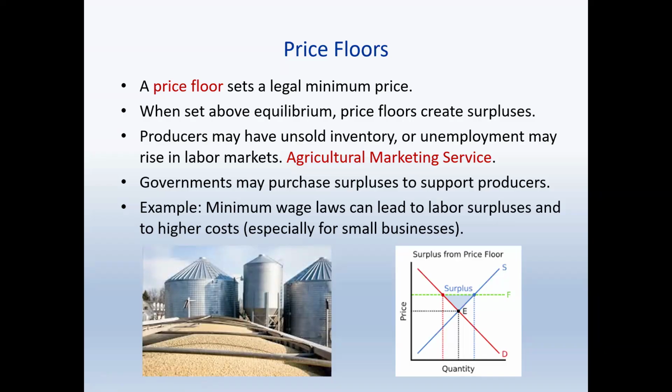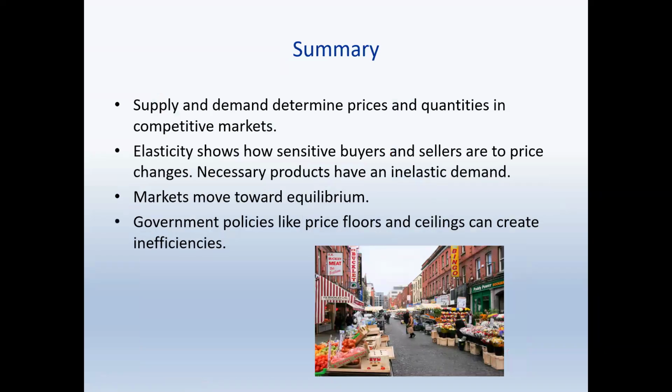So to summarize what we learned today, supply and demand determine the prices and quantity in competitive markets. Elasticity shows how sensitive buyers and sellers are to price changes. Necessary products tend to be inelastic, while products we don't need that have many substitutes tend to have an elastic demand. Markets tend to move towards equilibrium.